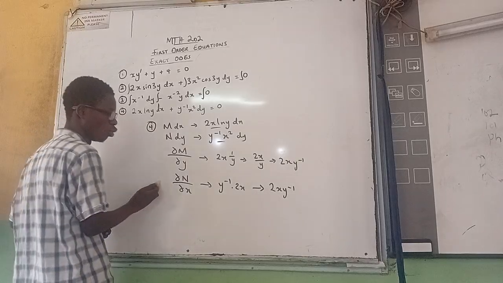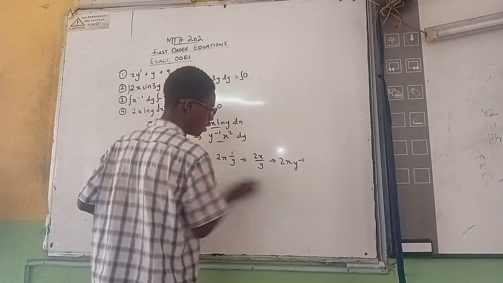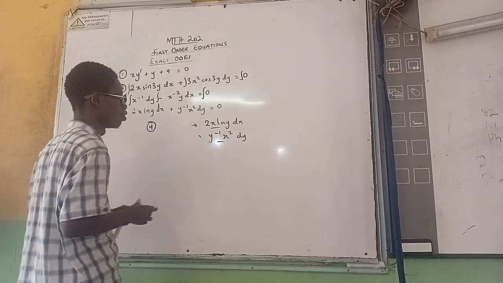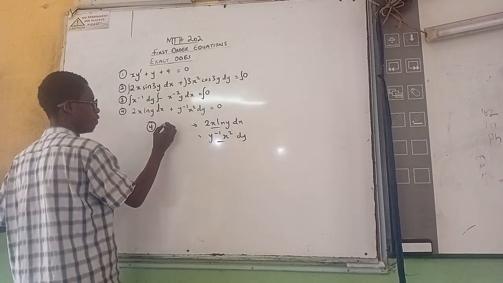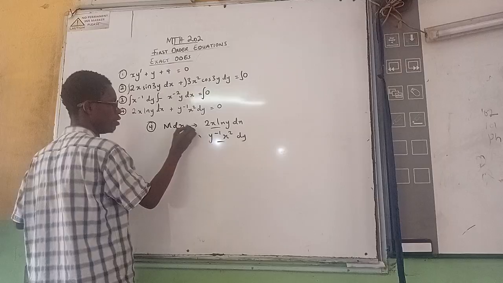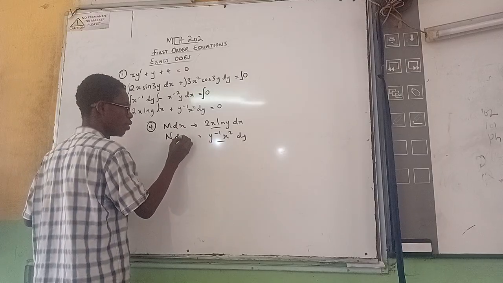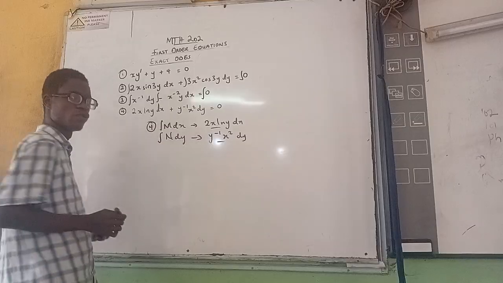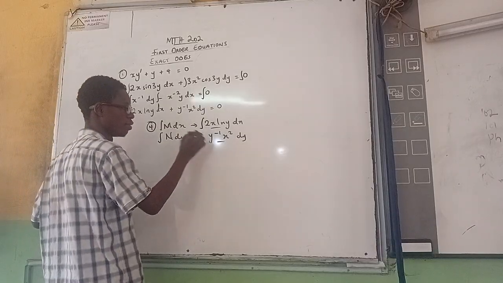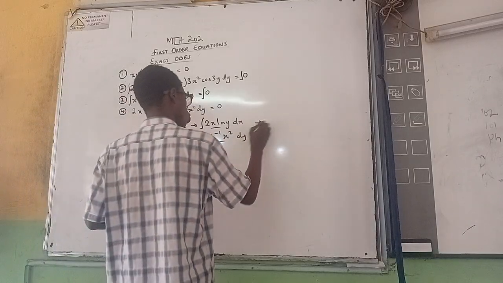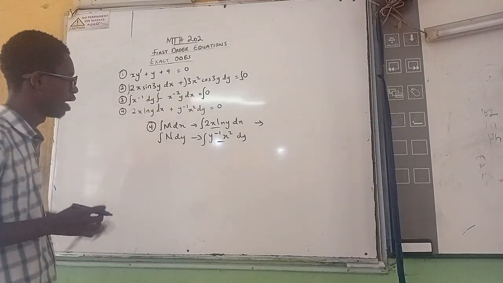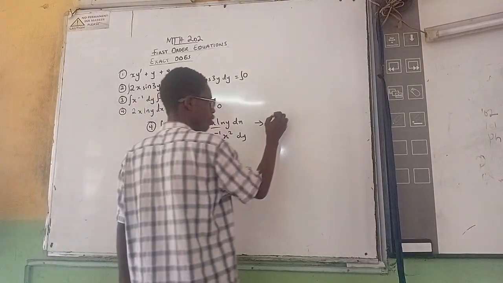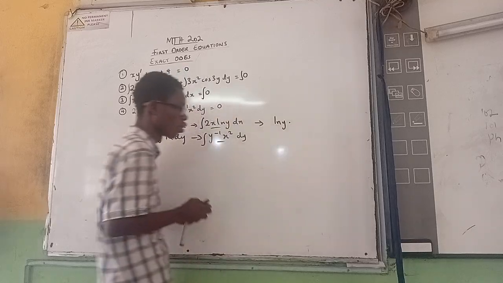So what do we do next? We find our solution. How do we find our solution? We integrate across. I have m dx is this, and I have n dy is this. So we are going to integrate both of them, and both of them must yield the same answer. So if I integrate m dx, I'm integrating 2x ln y with respect to x, which means y is a constant. ln y is a constant.